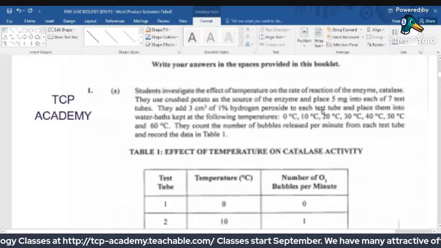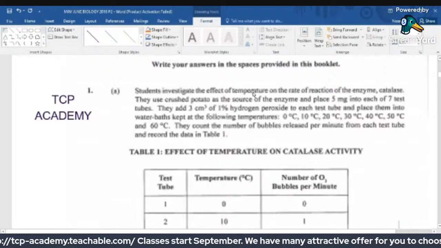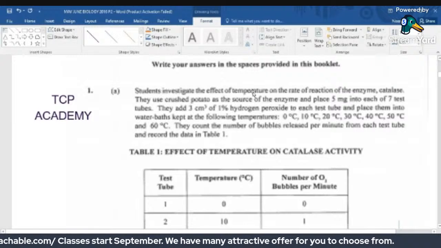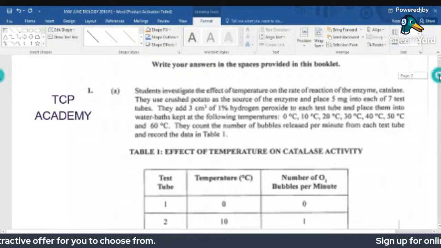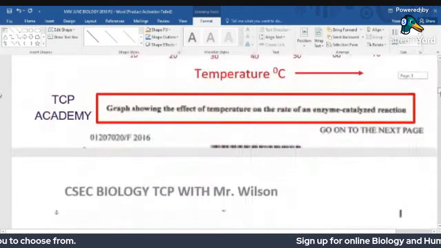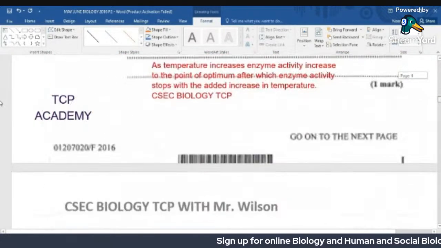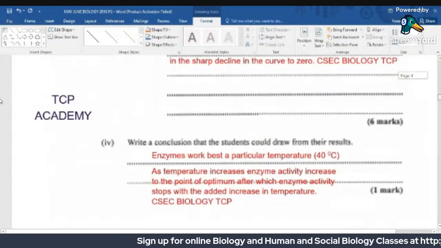We are not looking at the temperature on enzymes. That's not what we're looking at. We are looking at the temperature on the rate of reaction. Hence, the conclusion should be fitting to the rate of reaction and not just to enzyme activity. So what did we write for this? We had something a little long.